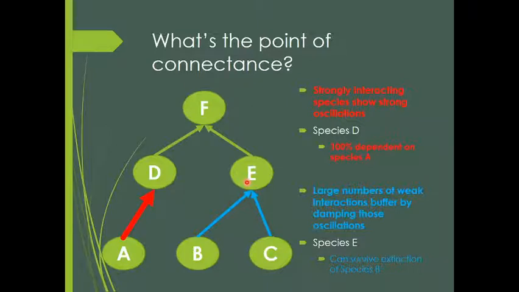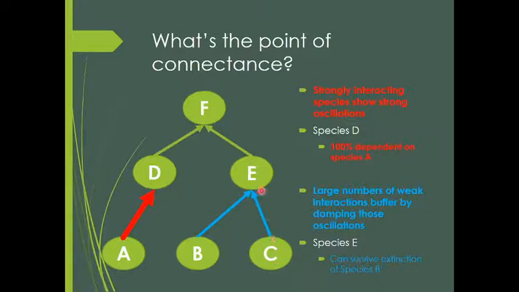Well, but think about another situation where you have species E here. The logical argument is that large numbers of weak interactions can buffer and damp the oscillations of one species. And just think of it here, species E. What's going to happen to species E if species B decreases or goes extinct? Now, potentially, it would lose half of its food, okay? But in the best case scenario, species E might just do just fine. It just starts eating more species C.